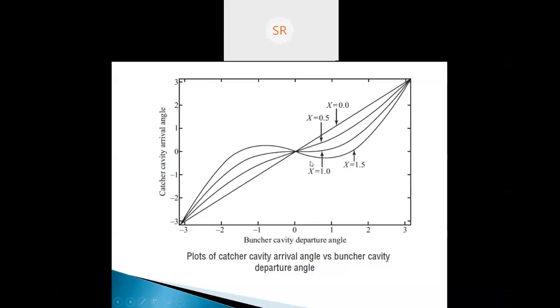The factor of x is where the bunches are formed, and then they release the energy to the catcher. So this is the region where we don't work, and this one is the region where we will work.